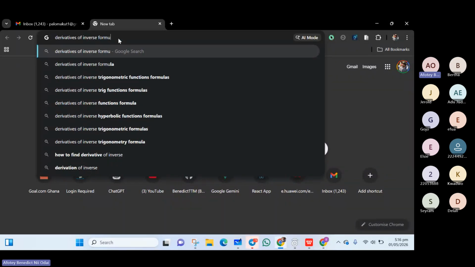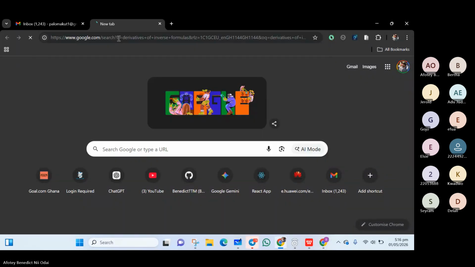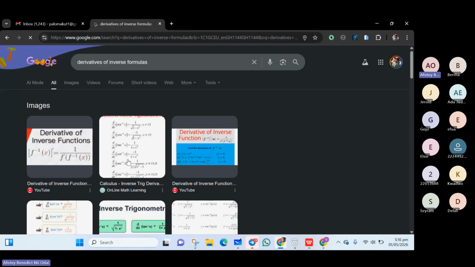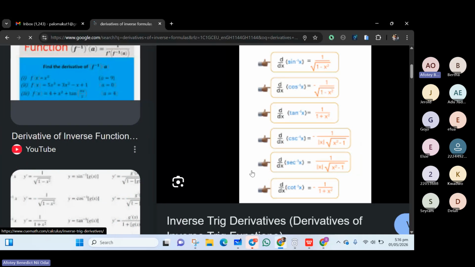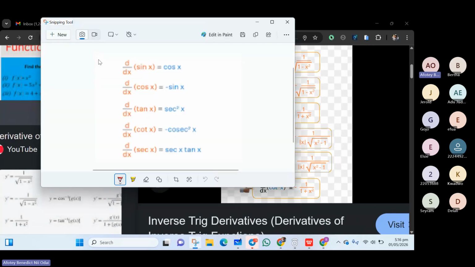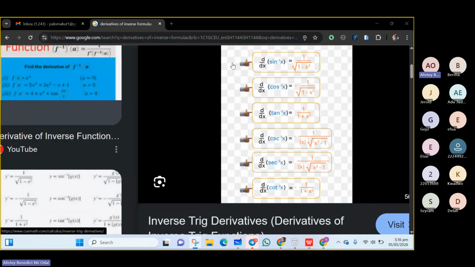I'll be sending a formula sheet that we can use in the differentiation. I think there's one and it's very good. So I'll search for it and see if I can get it. When I do, I'll send it to the group.